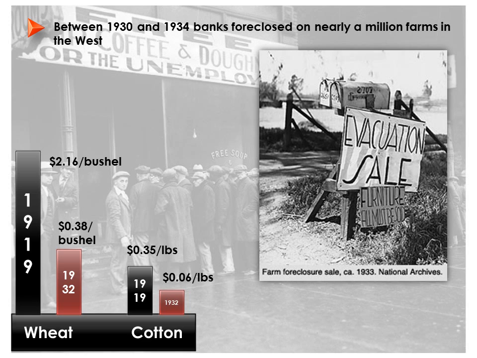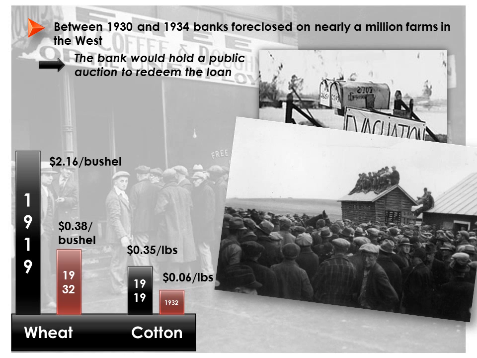Between 1930 and 1934, the banks, which are holding the loans to all of their land, foreclosed on nearly 1 million farms in the West. They're going out and they're saying, you can't pay your debts anymore, you can't pay your mortgages anymore, you've got to give up your land.